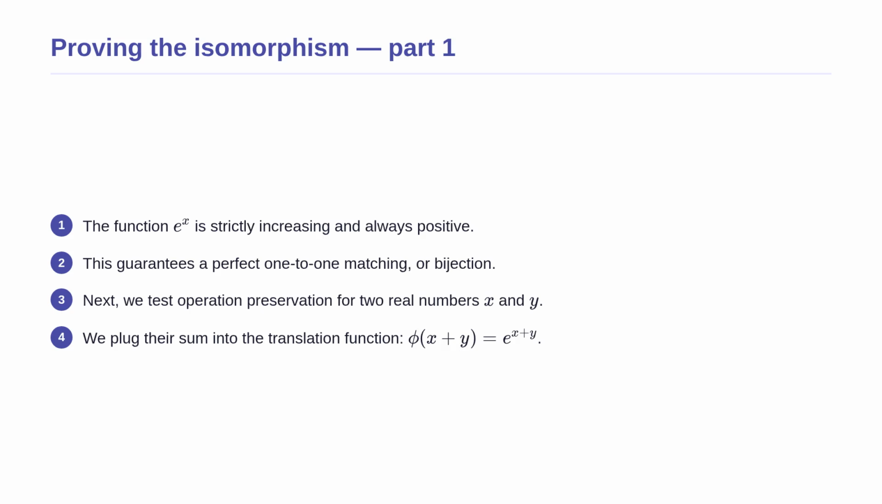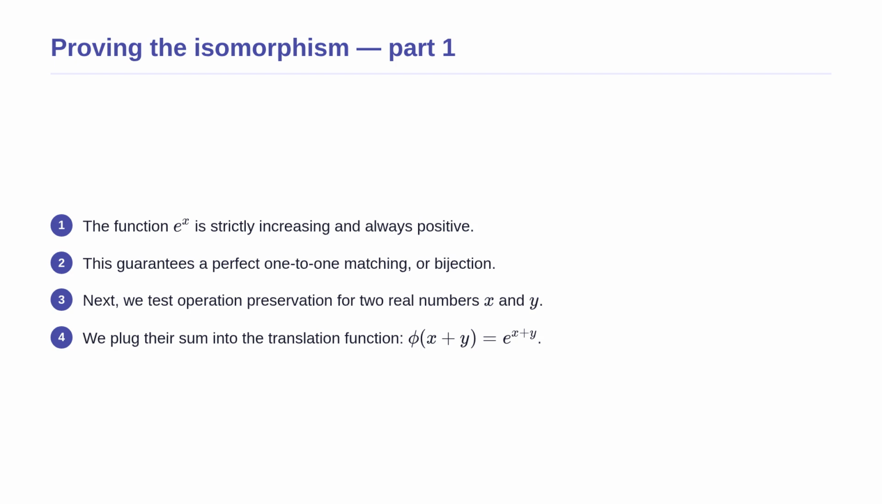With our translation function defined, we can begin proving the isomorphism. First, we must verify the bijection. The expression e to the power of x takes the mathematical constant e and raises it to the power of x.